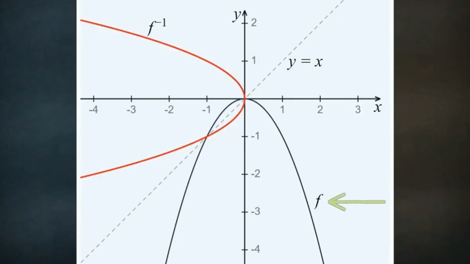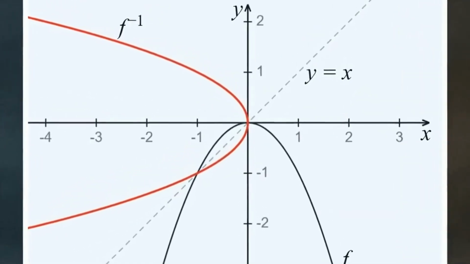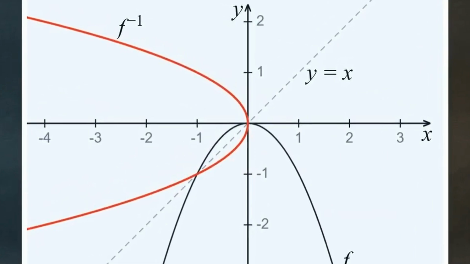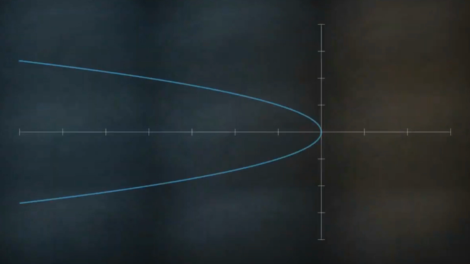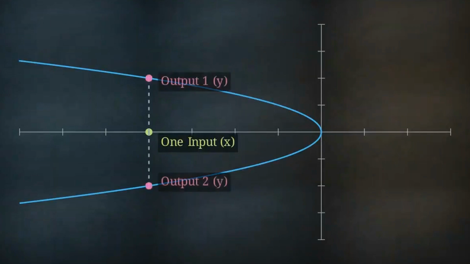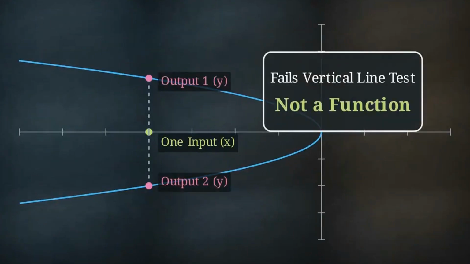This graph shows the original parabola in black and its reflection across the y equals x symmetry line in red, creating a sideways curve. But this presents a mathematical problem. A vertical line test intersects the red graph in two separate places at once. Because a single x input on this new curve maps to two different y outputs, the inverse of a full parabola is not a mathematical function.